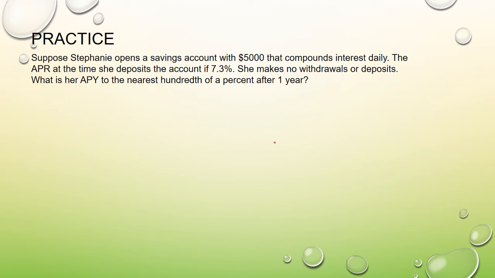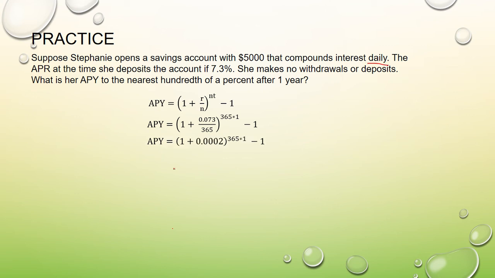Alright, let's try this question out. I'm doing it the easy way. The APY equals 1 plus r over n, to the nt power, minus 1. Plug in everything we know. 0.073 divided by 365, because again it is daily, to the 365 times 1, minus 1. APY equals 1 plus 0.0002 to the 365 power minus 1. So when we evaluate the whole thing, we get 1.075723 minus 1.